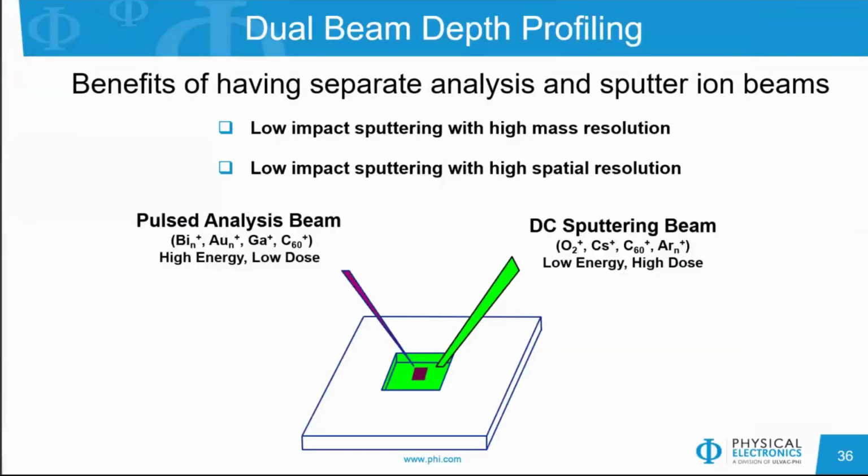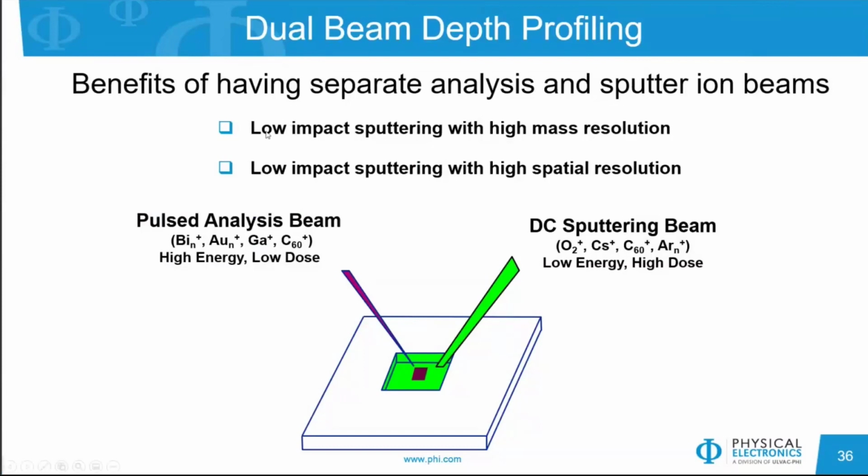And since it has multiple ion beams, you can use your LMIG or your primary ion beam to generate the spectrum, and then you can switch to a different ion beam to sputter to either enhance or remove the material at a faster rate. And so with TOF-SIMS, you get the benefit of having a separate analysis and sputter beam. And this is in contrast to dynamic SIMS, where your sputter beam is your analysis beam. So you don't have this choice of picking and choosing.